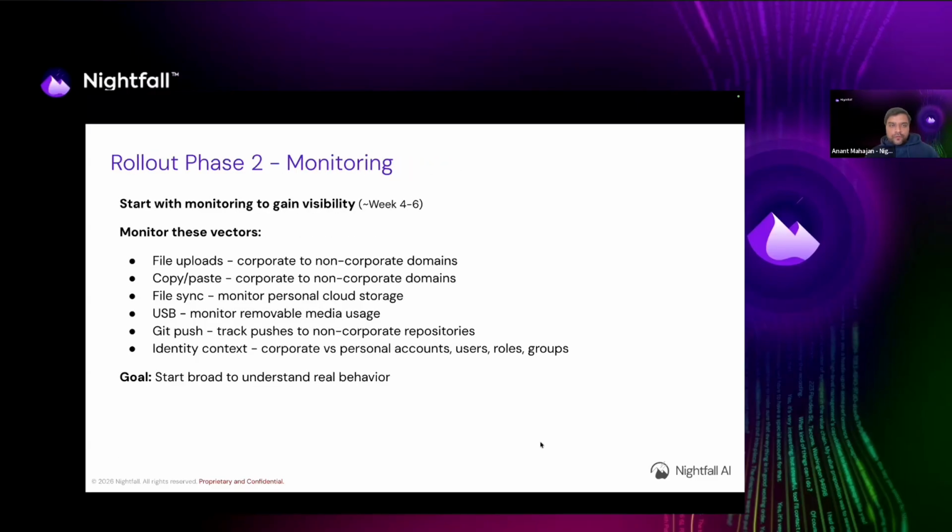Once you've rolled out the endpoint agent along with the browser plugin, which is just packaged with the endpoint agent, you don't need to do anything extra. It's all automated as long as you're rolling it out via the MDM. In the second phase, let's say 3 to 4 weeks into your Nightfall deployment, you can create these broad policies and have pretty strong monitoring to get visibility across these vectors.